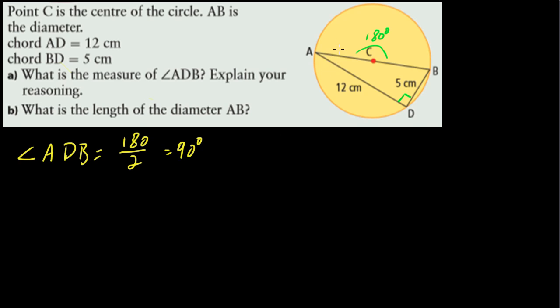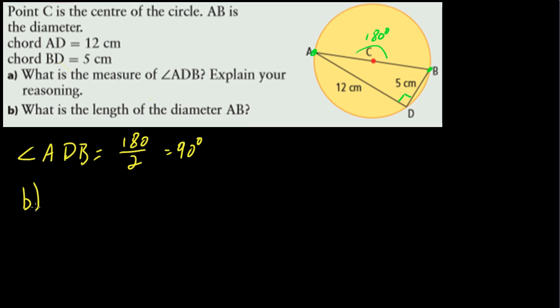Again, the whole reason we can say this is because the arc subtended by central angle ACB is equal to 180 degrees, which is the same arc that's subtended by the inscribed angle ADB, which shares the relationship of central angle divided by 2. So we have that as our justification.